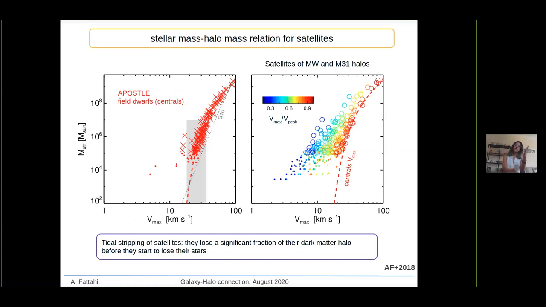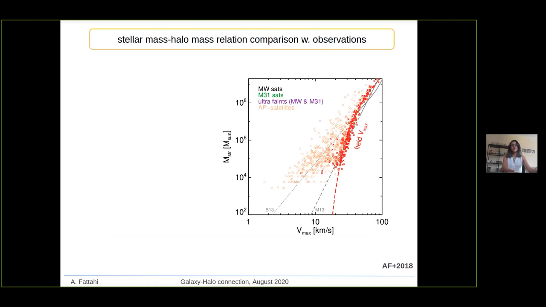So basically, they all move to the left, and they don't move much vertically because they lose a lot of dark matter before they lose the stars. All of them move to the left, and as they lose more mass, they move more and more to the left. We should compare this with observations.